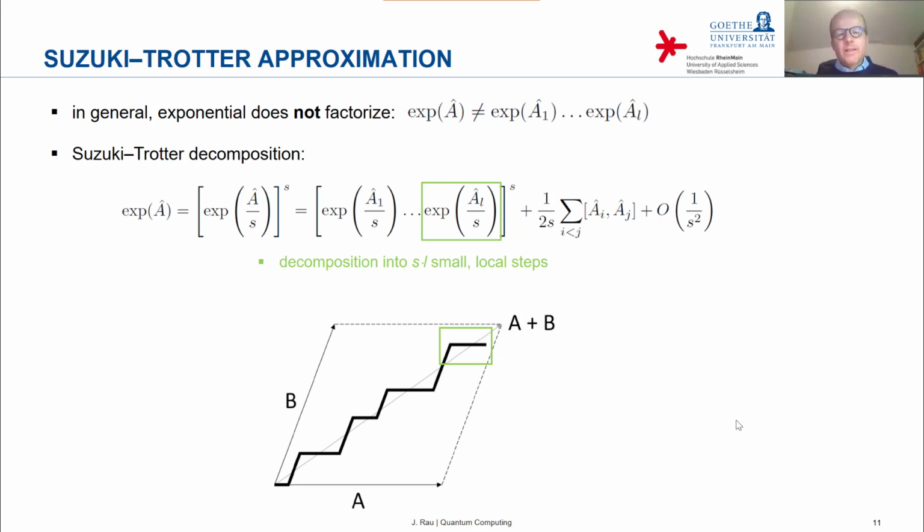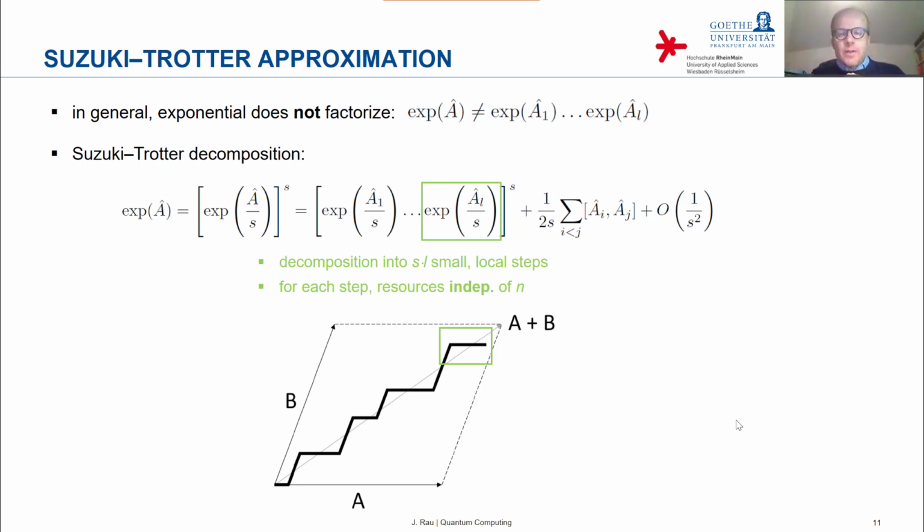But if you decompose it into small steps and you create this type of staircase, then it becomes a better and better approximation. Basically you go along the diagonal arrow, and you do that like a staircase, and the smaller the steps in your staircase, the better the approximation to the overall unitary transformation. And each little step on your staircase corresponds to one of these small local operators in the formula.